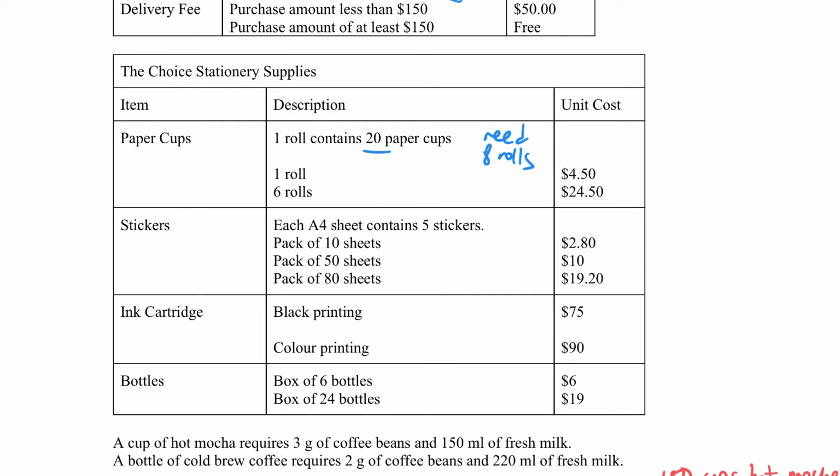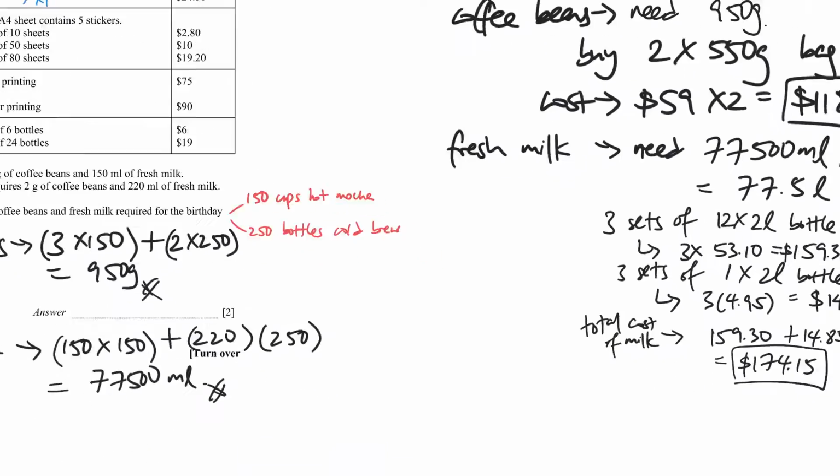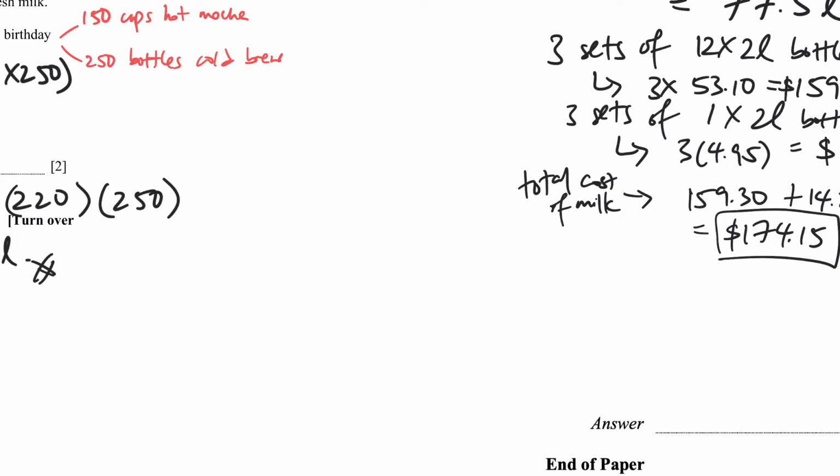And so you just buy 6 rolls, we buy it 1 time, and then this 1 roll we buy 2 times. Total of 8 rolls. Okay, and so what it would look like would be this paper cup.